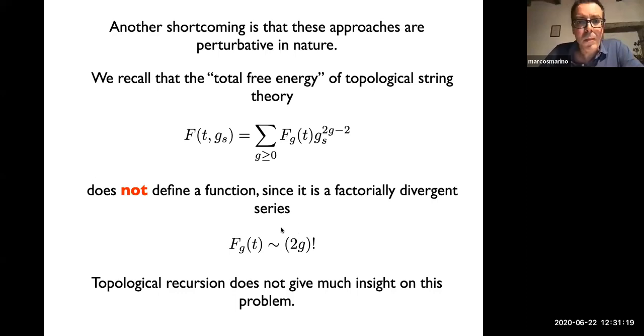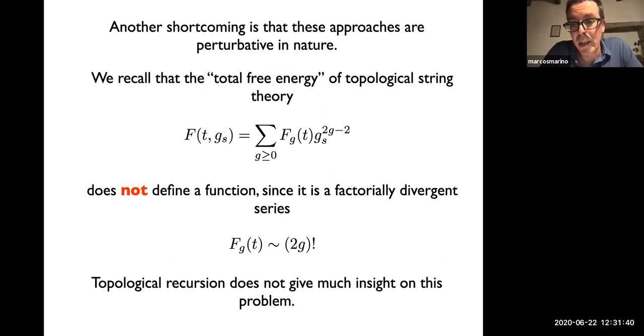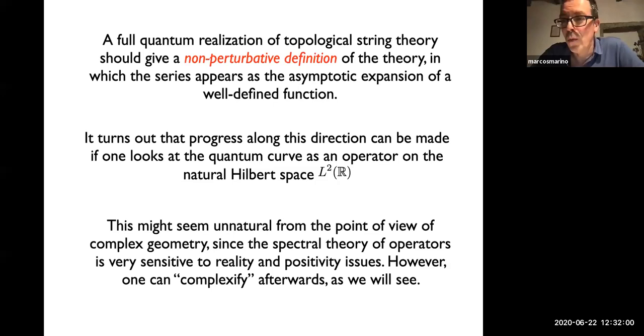And actually, if you want to have a quantum realization of topological string theory, you should really get some sort of non-perturbative definition of the theory. And in a non-perturbative definition of the theory, this formal series that I was writing here should appear as the asymptotic expansion of a well-defined function and nothing else. I mean, this function should give you this up to exponentially small corrections. So this is what a non-perturbative definition should give you. And if you want to do all the effort to promote topological string theory to a quantum framework, this is what you should expect.